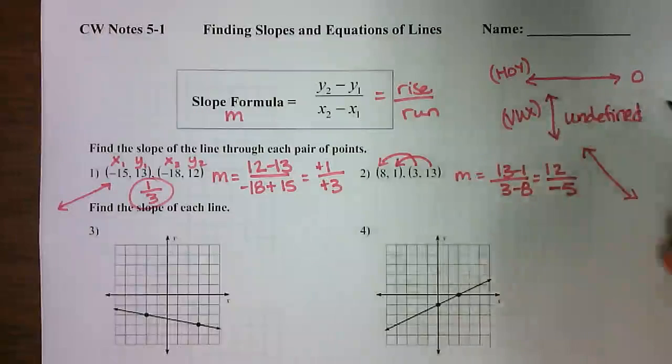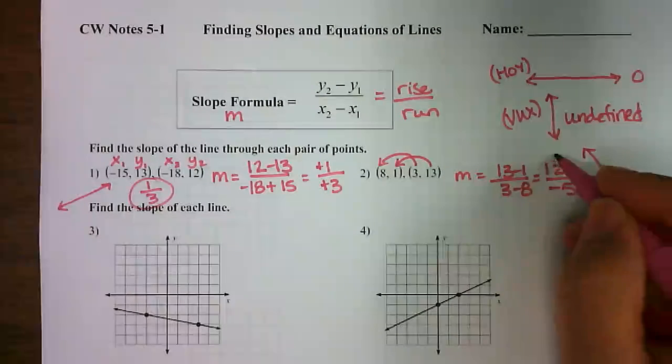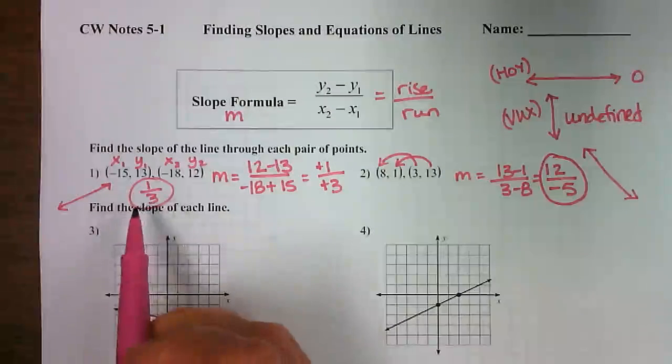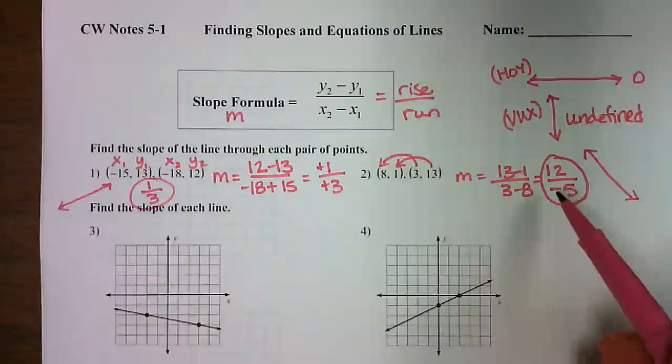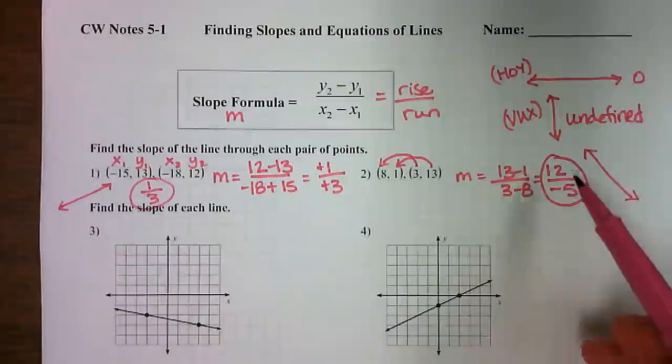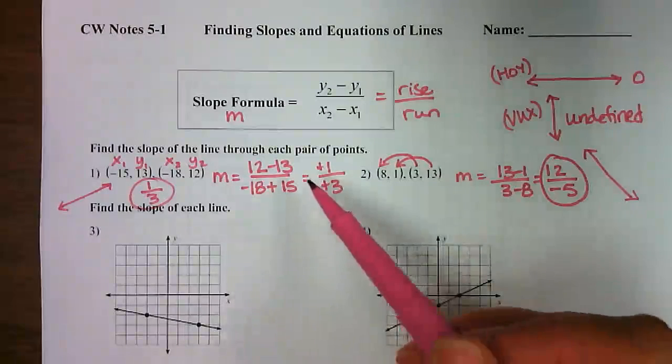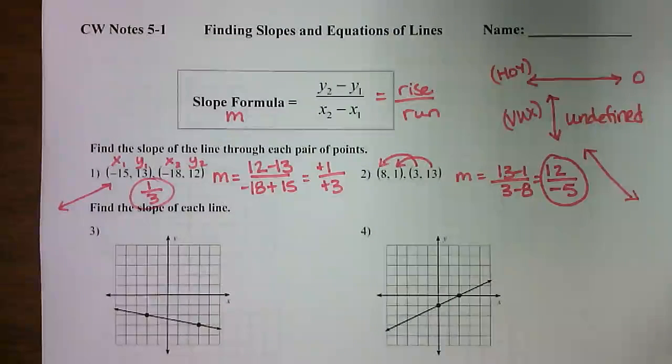So we could have a 0 slope, an undefined slope, a negative slope, like we do here, or a positive slope. Now if it's a negative slope, the negative can go on top or bottom, but not both, because if it's on both, then they cancel each other out like it did right here.